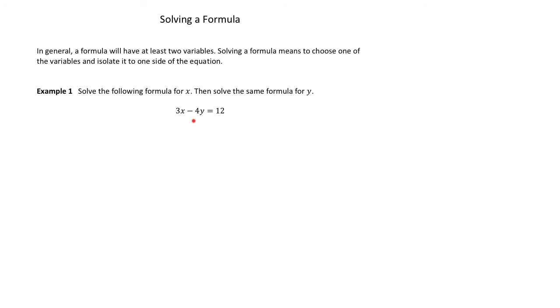We have 3x minus 4y is 12, and let's first choose x to solve for. So I see 3x is located right here, meaning I can add this 4y to both sides of my equation. That is, I'll add 4y on the left and 4y on the right and simplify what we have. We're left over with 3x, the 4y's cancel, and on the right I have 12, I have 4y, those are not like terms, so I can't combine those any further.